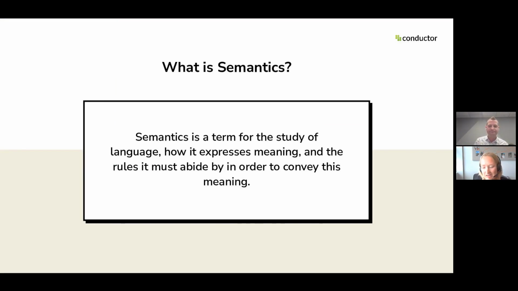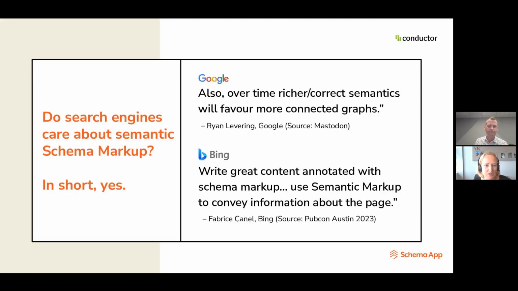Sure. So I wanted to define this term because there are some quotes from Google that I think explain how they're thinking about this, right? Semantics is the study of language and how it expresses meaning, and the rules it abides by in order to convey this meaning. And schema.org is all of this, right? It's explaining the semantics on specific topics.